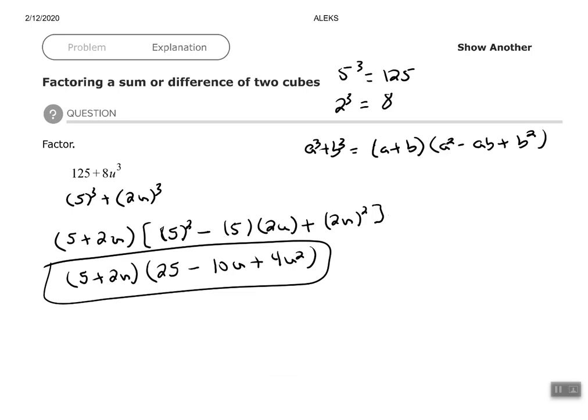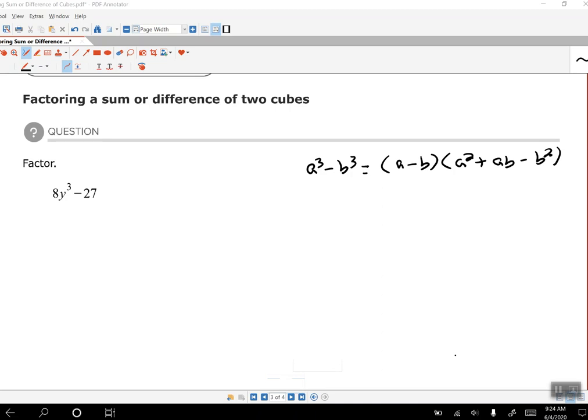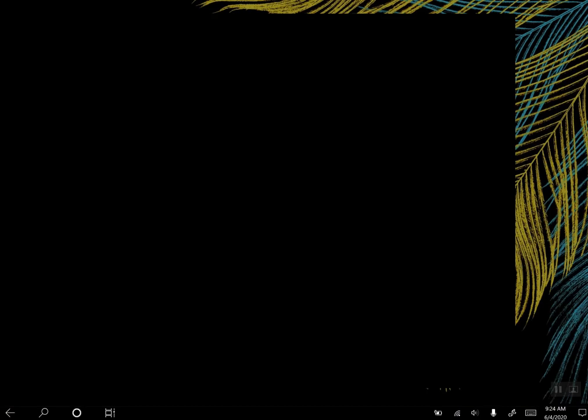Alrighty, let's try one more. Okay, so you may want to pause the video and try this one for yourself. To help you out, we have the minus here, so that would be a cubed minus b cubed, which would factor out to be a minus b times a squared plus ab plus b squared. Okay, so here you might want to pause the video and see if you can do it yourself. Alrighty, so let's see here. Let's go back full screen here.